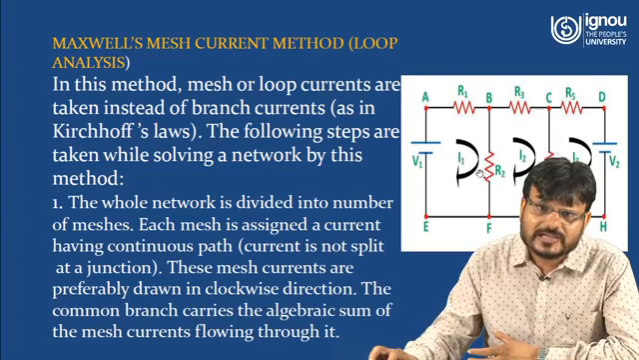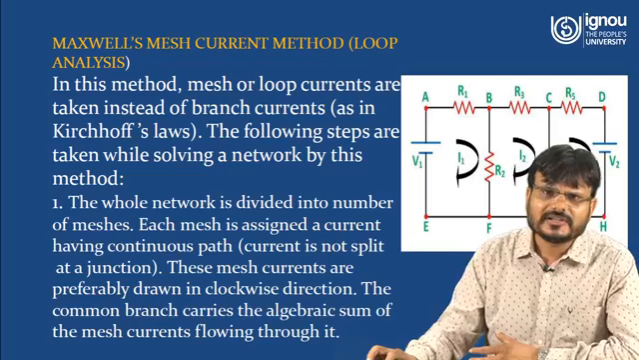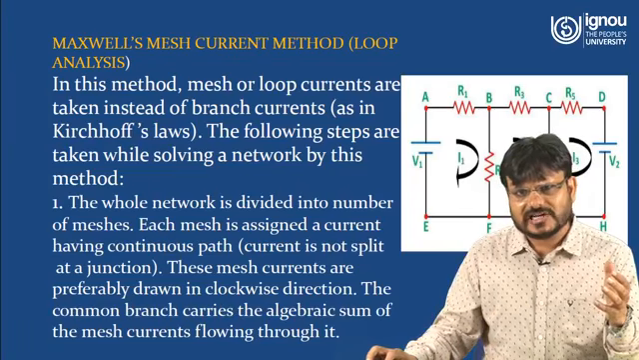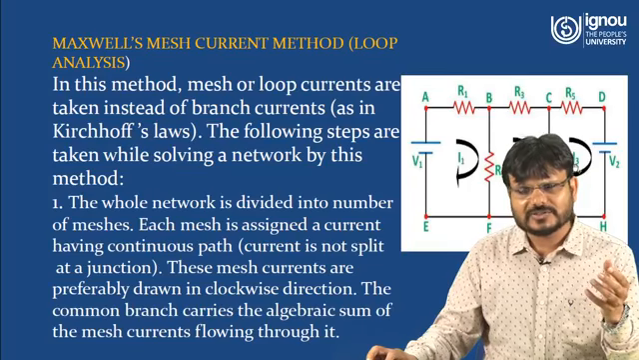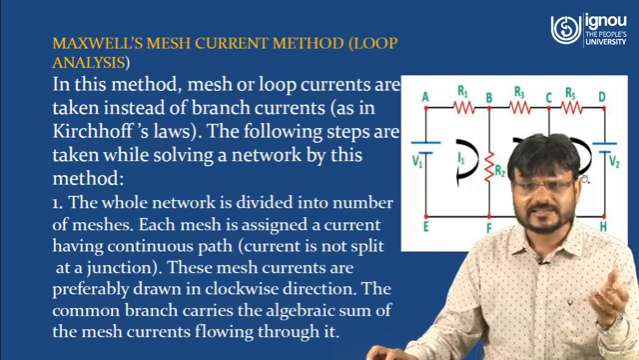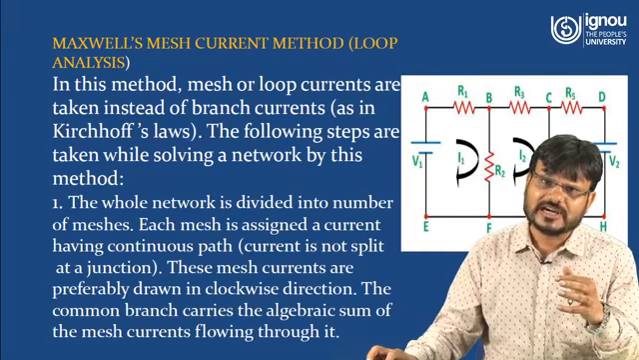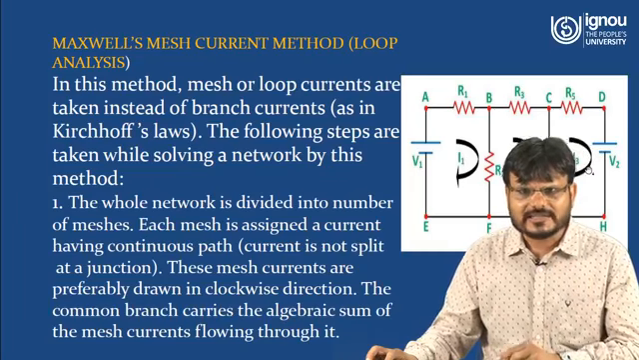Let's assume this current I1 is higher than I2. So the current flowing through resistance R2 is I1 minus I2. Similarly, to calculate the current flowing through resistance R4, assume I2 is more than I3, so the current through R4 is I2 minus I3. If I3 is higher than I2, then the current flowing through R4 is I3 minus I2.